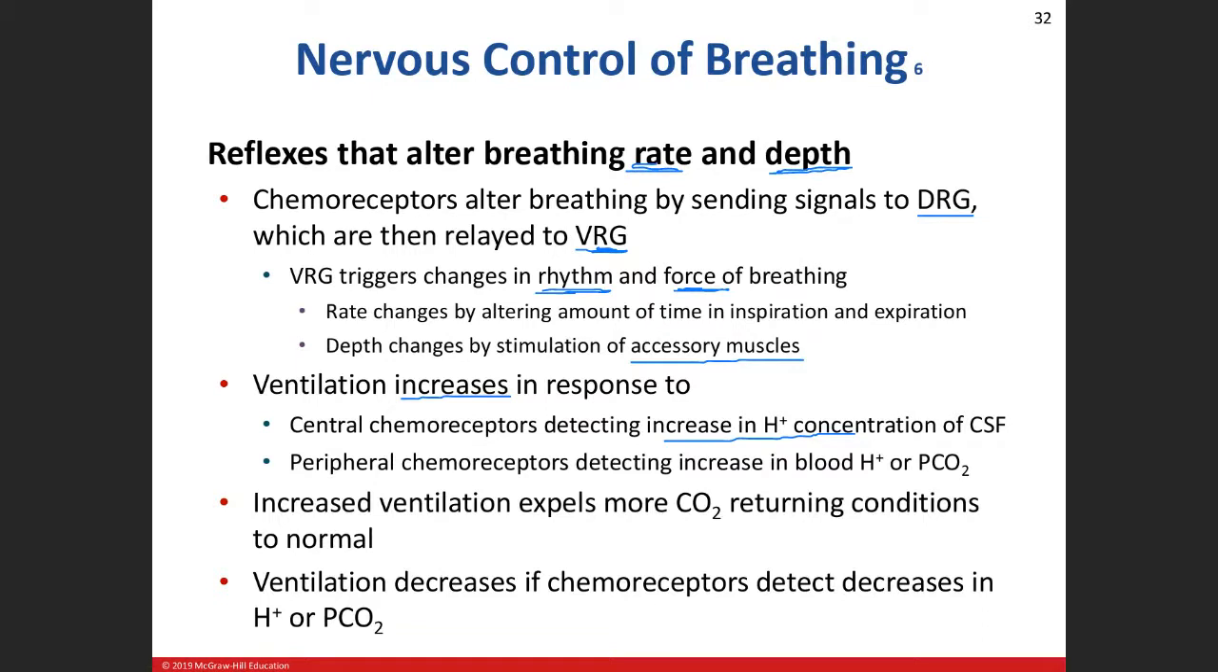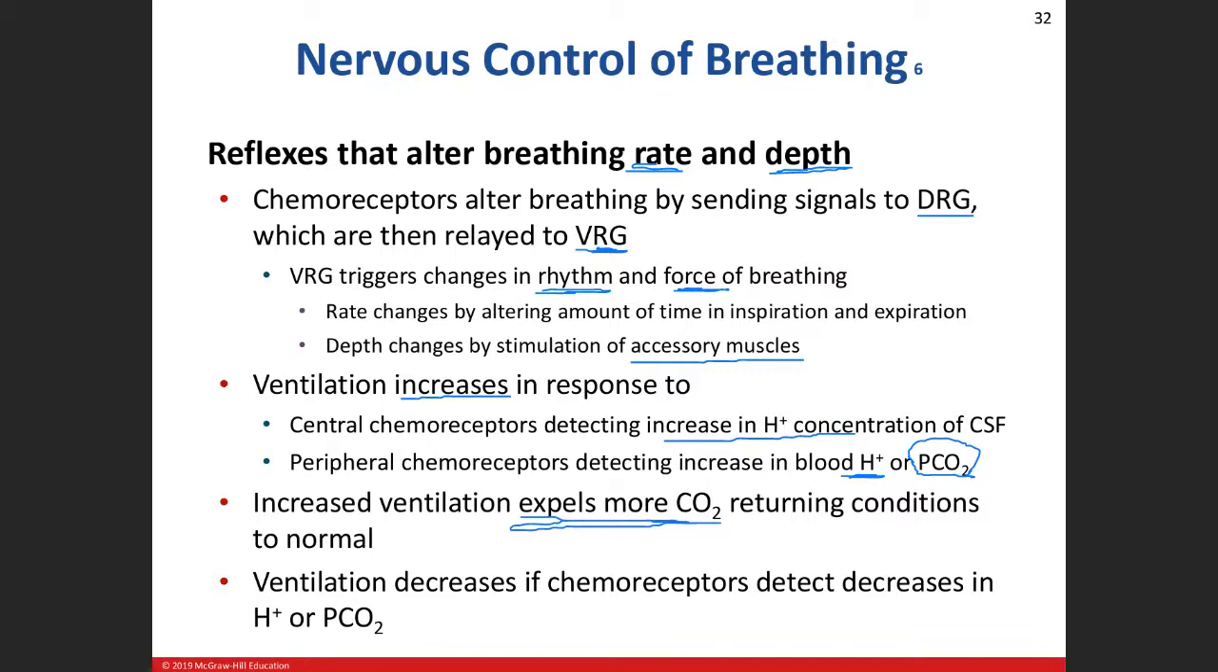If our peripheral chemoreceptors note an increase in the hydrogen ion concentration in the blood or the amount of carbon dioxide in the blood, same thing. We'll get an increase in the ventilation rate. As this occurs, and I've seen this asked on tests before, we see increased ventilation, force of breathing, rate of breathing. As this occurs, the lungs get rid of more carbon dioxide.